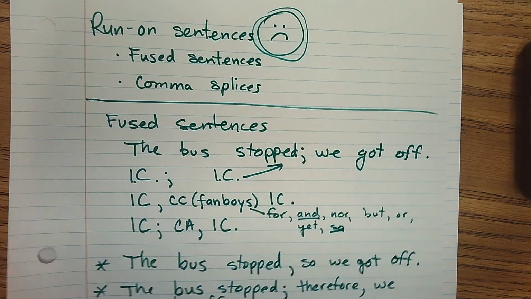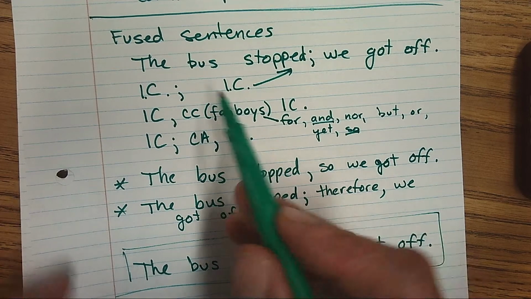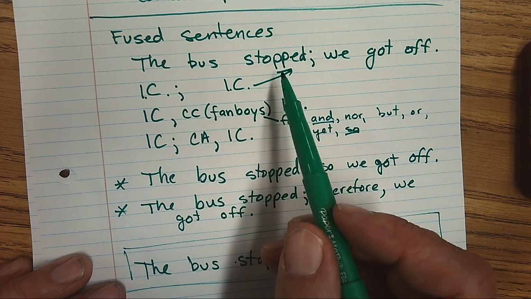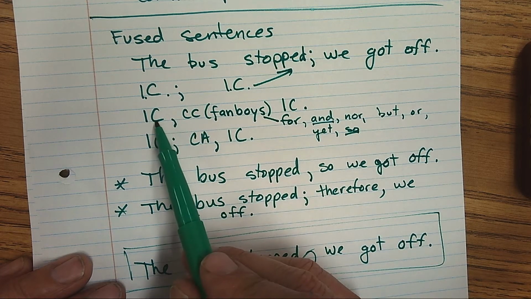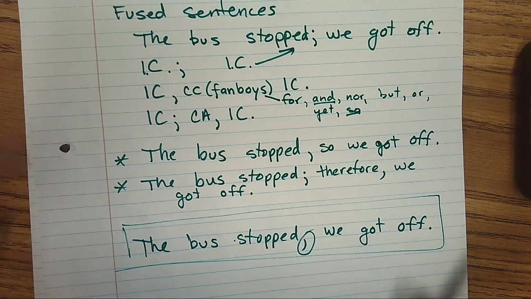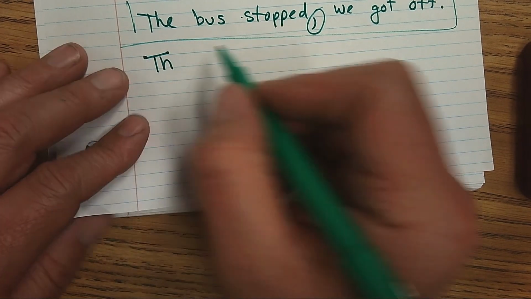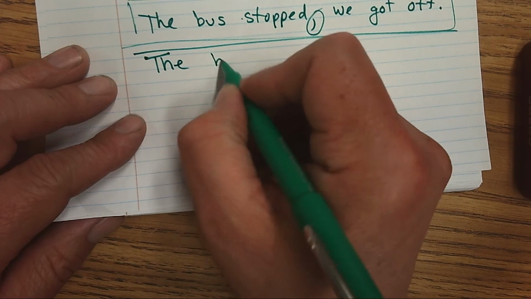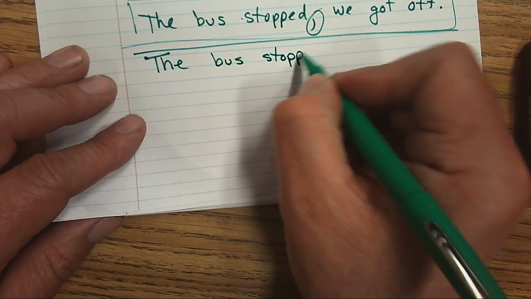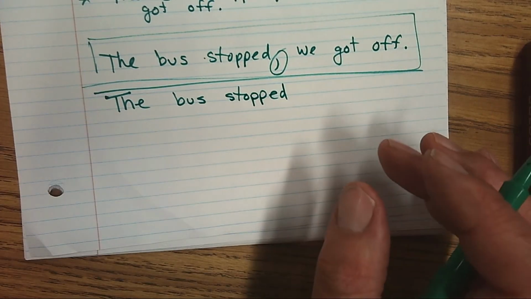There's another way to do this. We're not quite done. There's another way to correct these. So far, what we did was join these two clauses with something in the middle, but we left them as independent clauses. All of these are independent. One thing you could do is create a subordinate clause for one of them. So, a subordinate clause that starts with a subordinating conjunction, right? So the bus stopped. All right, subordinating conjunctions that would work.